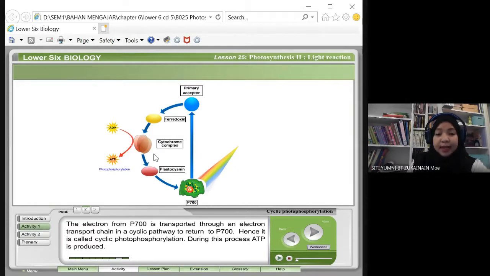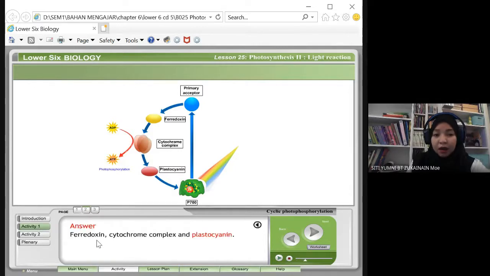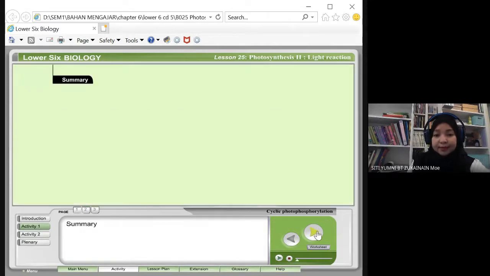During this process, ATP is produced. So in this cyclic photophosphorylation, only ATP is produced. Then all the electron carriers involved in cyclic photophosphorylation are ferredoxin, cytochrome complex, and plastocyanin.